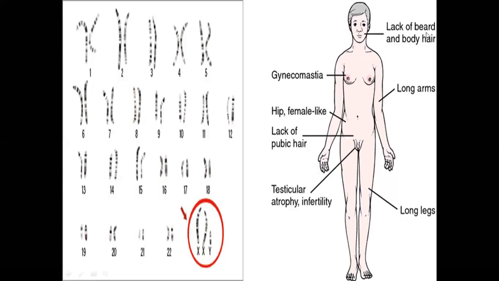There's a lack of beard or body hair, then enlargement of the breast, which is called gynecomastia, long arms, long bodies. This is in contrast to Turner syndrome, where the body stature is very short. Then testicular atrophy, no proper development of the gonads, leading to infertility, lack of pubic hair and hip-like female structures. So basically we are finding more female qualities here because of the presence of an extra X chromosome.